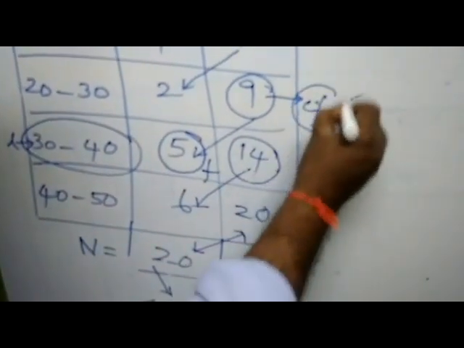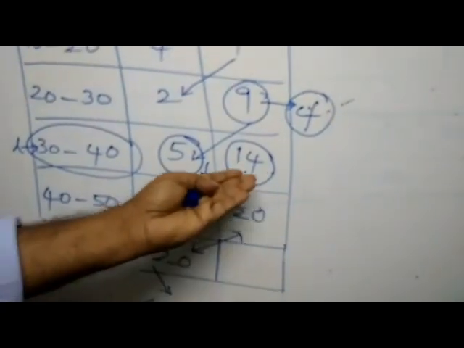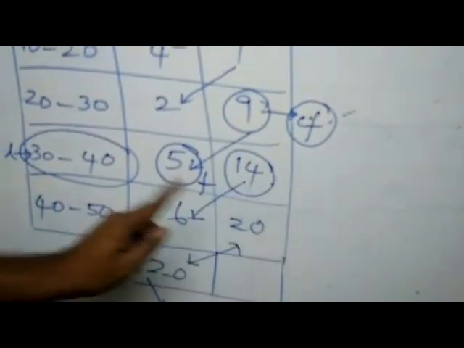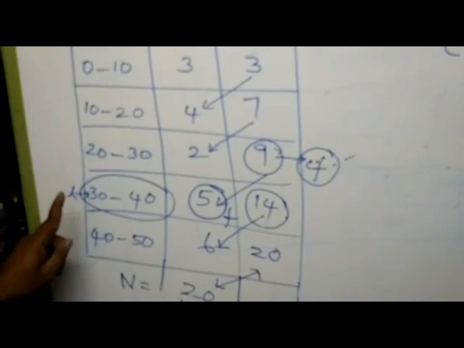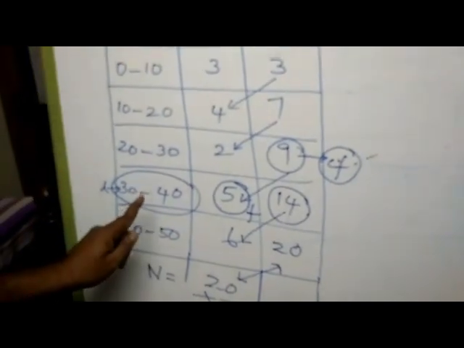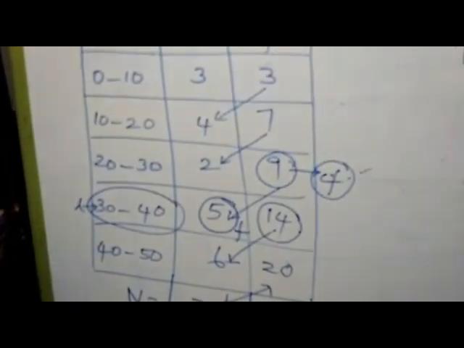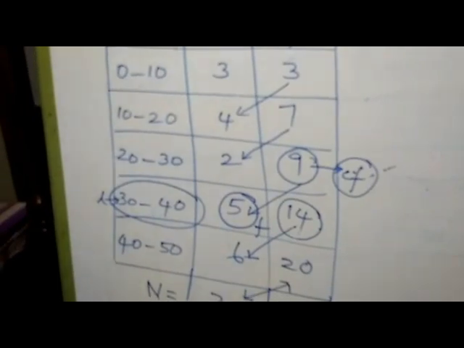This is a very, very important step. Somebody will take this CF. Don't take this CF. Here f is equal to 5, CF is equal to 9, L is equal to 30, H is equal to 10, N by 2 is equal to 10. Let us calculate.